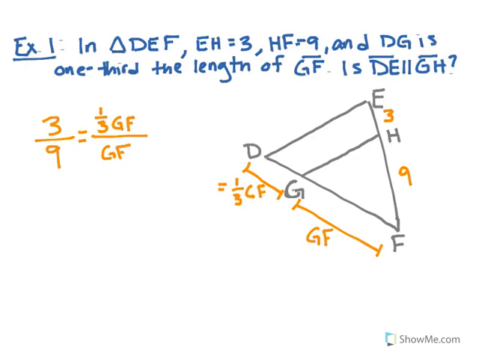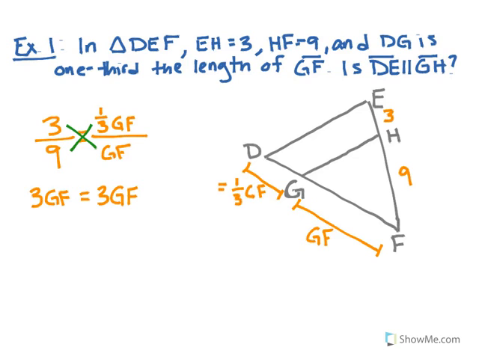So we're going to cross multiply to solve, and when we do that, the first cross product I get is 3 times GF, and that's going to equal 9 times 1/3. Well, what's 1/3 of 9? It's 3. 3GF.